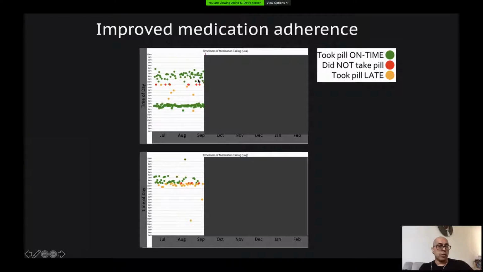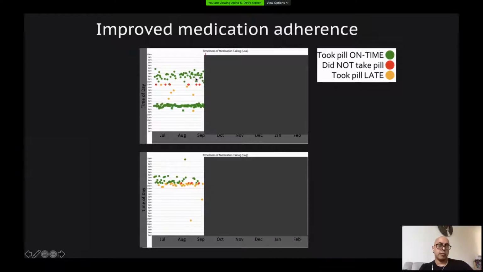So we deployed our technology where we did not put the display in place. It was just the sensing technology. We deployed that for about 2 months, July to September. And you can see that for the morning medicine, a green dot means they took their pill on time within some variance. And then yellow meant that they took the medicine late, and red meant that they just forgot their medicine completely.